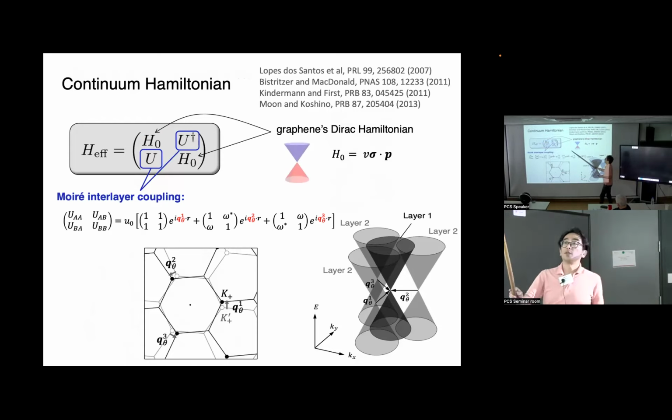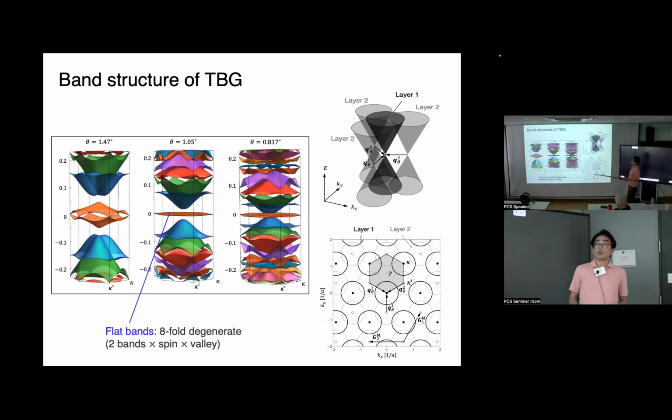So this is how our equation looks. This is a 4x4 matrix. H null means the Dirac Hamiltonian, and U is the interlayer coupling. It has three independent wave vectors, which correspond to those shifts, and omega is just a cubic root of unity. This is very beautiful, and it's very easy to solve. If you give a twist angle, you determine these distances, and that's it. Then you can calculate the band structure using a model like this.